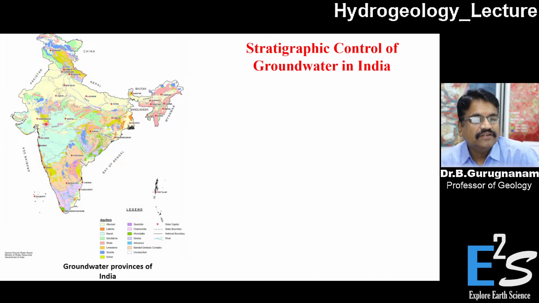This is the map of the groundwater provinces of India, and the provinces are categorized with respect to various rock types like alluvium, laterite, basalt, sandstone, shale, limestone, granite, charnockite, quartzite, gneiss, intrusives, and banded gneissic complex. So this is general with respect to lithology. This is given by CGWB, and we are representing it here courtesy of them.